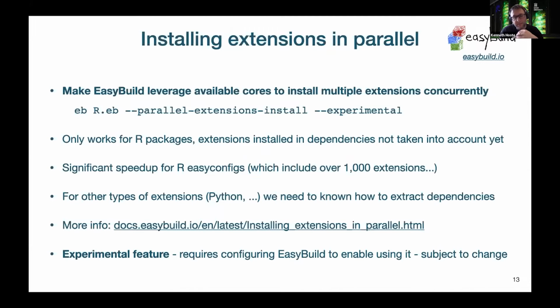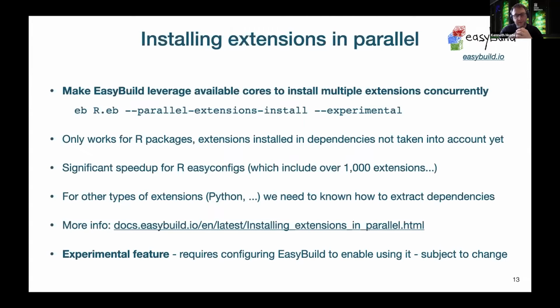That speeds up the installation of R quite a bit. So like a factor 3, 4, 5, if you have enough cores, is very easy to achieve with basically no effort. So you just configure EasyBuild to do the parallel extensions install, and then it does it for you.